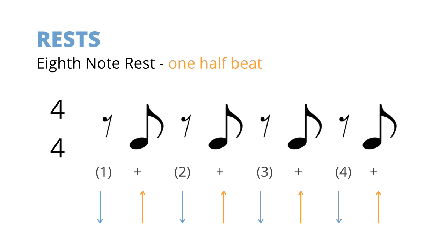Now we'll flip things around. In the second example, the rests are first, landing on the downbeat, and the eighth notes are on the upbeat.